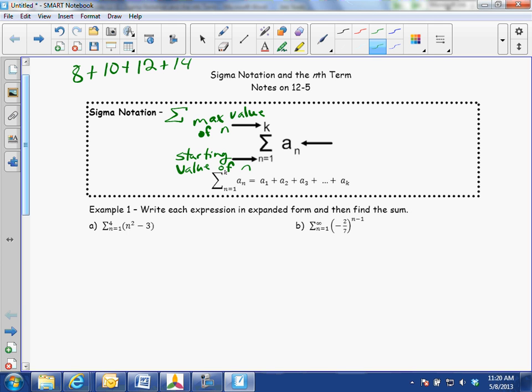And then whatever you have to the right of the sigma is the equation you're plugging your n's into, and it's just called the general form of the expression.